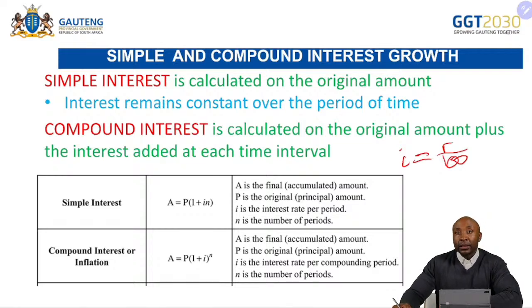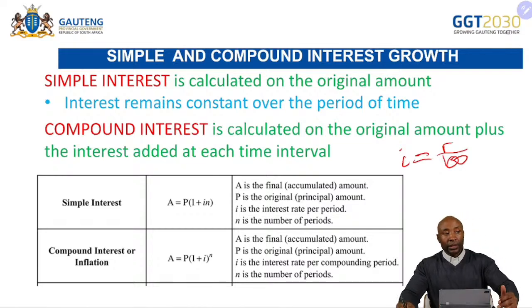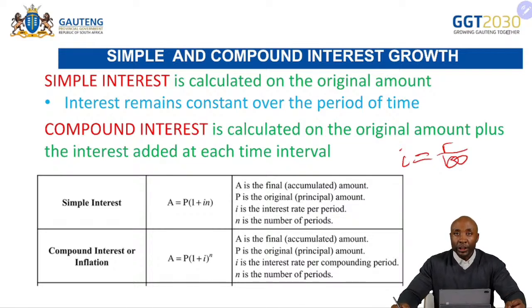Compound interest, also known as the inflation formula. Our formula is in exponential form. A is equal to P(1 plus i) bracket to the exponent n. Now, A and P and i are the same for our simple interest and compound interest. Our n also is the number of compounding periods. You will see that this will change.